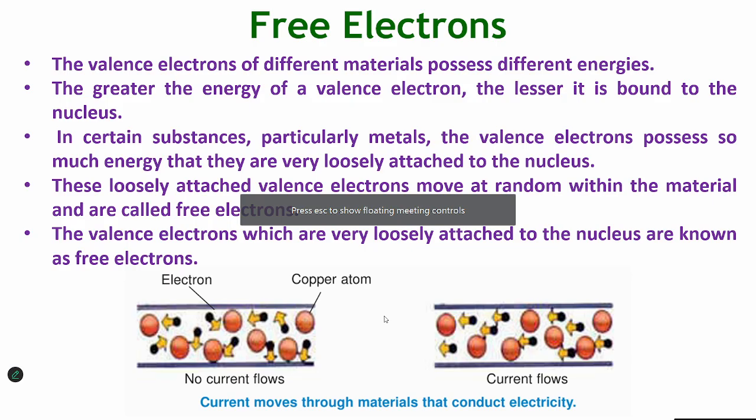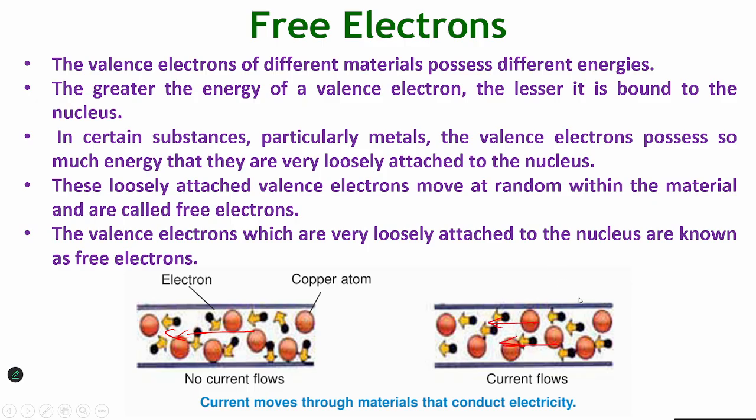Free electrons: suppose you consider the free electrons of a copper atom. These move randomly. When current is flowing, when you apply some external voltage or external supply, they will move in a particular direction. So this is about the free electron.